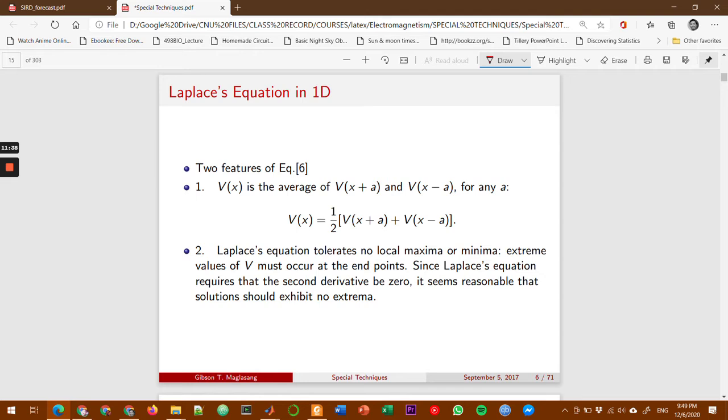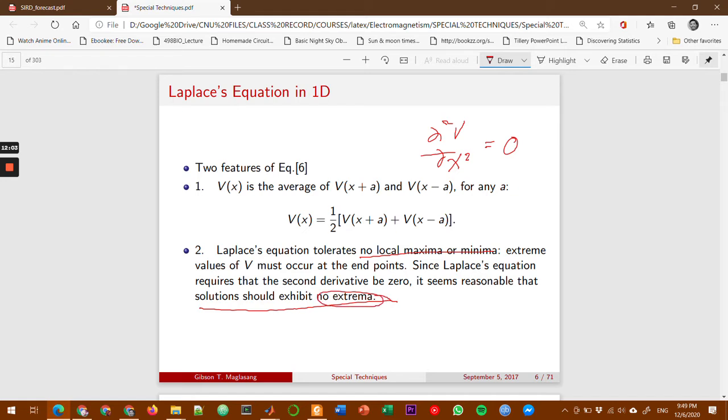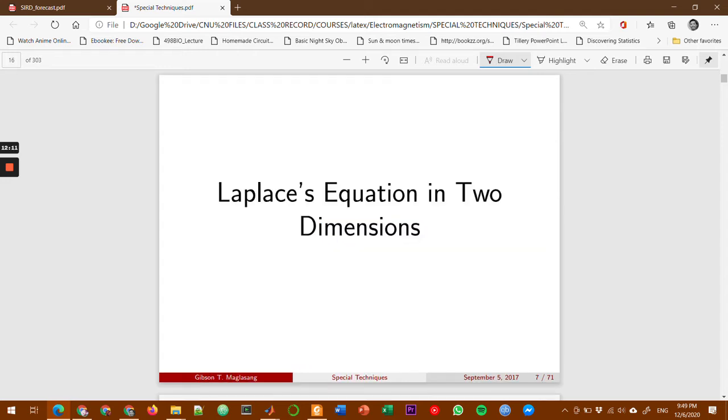And next, the Laplace equation tolerates no local maxima or minima, as I've said, because the second derivative of v with respect to x, in the case of one dimension, is 0. Since the Laplace equation requires that the second derivative be 0, it seems reasonable that the solution should exhibit no extrema. Of course, there is no extremum value. Maybe the extremum value may exist at the boundary, or at both ends. Now let's move on to the Laplace equation in 2 dimensions.